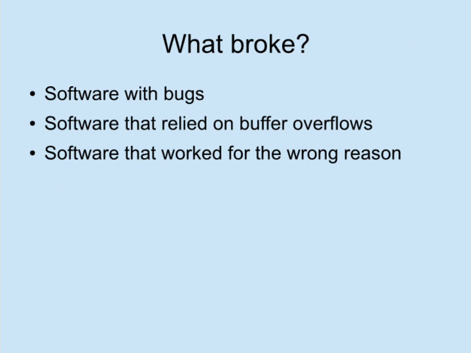Stuff like software that had bugs. There was software that had buffer overflows, and it used the buffer overflows to do its job, not because the author intended it that way, but that's how the code worked out. And similarly, there was software that worked for the wrong reason. I know I've written Perl and Shell for specific sysadmin tasks and gone back to look at it later and been unable to figure out why it worked at all. And in debugging it, discovered that the code didn't do what I actually thought. And this happens to everyone.